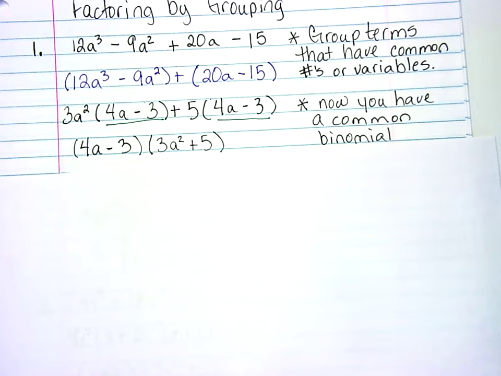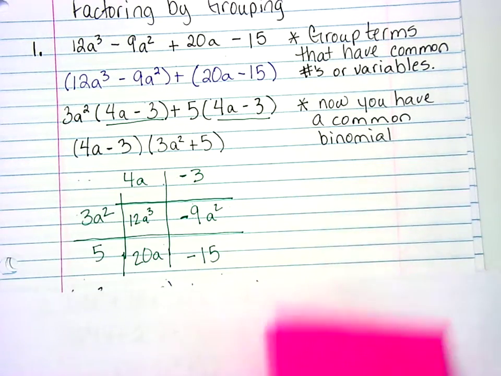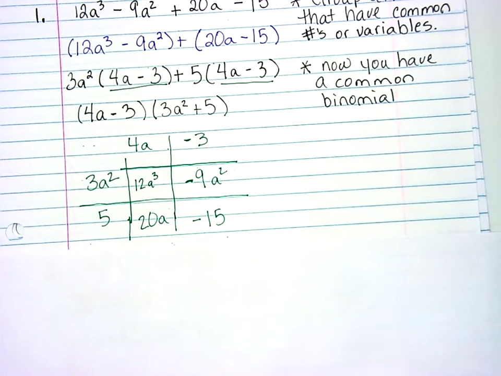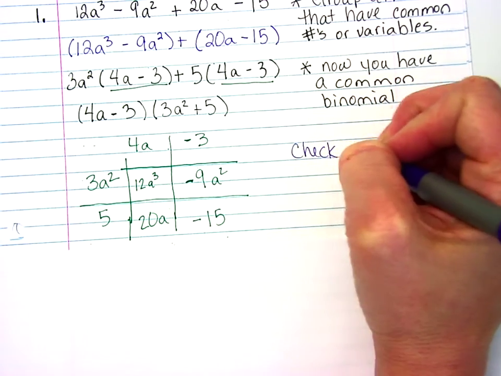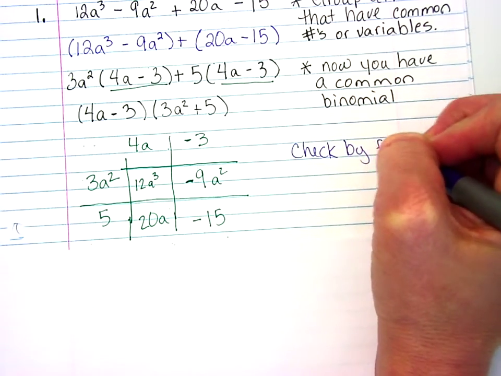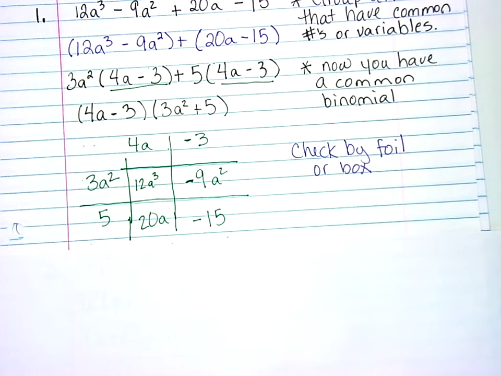What happens when you don't get a common binomial? It may already be factored, or there may be a negative sign situation that you have to deal with. Okay? One good thing, and I like to show everybody this throughout the whole system, is you can check. At this point, you can check by foiling or box. So back to that previous unit that we just finished, all of that good stuff that you learned how to do, you can now use it.